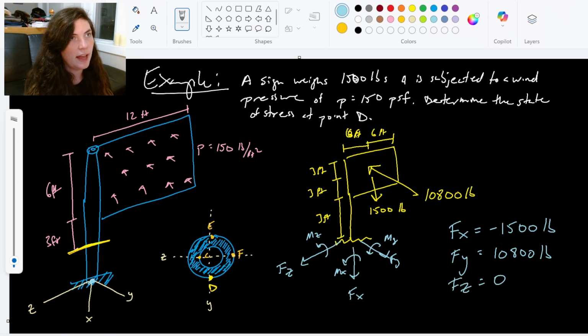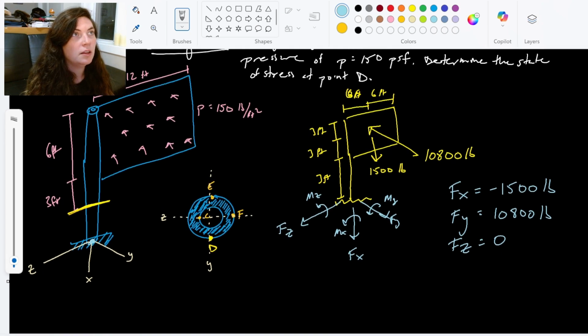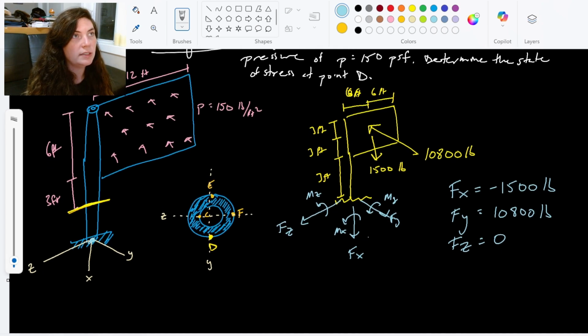And even simpler than that, no forces in the z direction. Fz is the only force in the z direction, which means it's not really there. So no Fz in our scenario. Next, we'll go ahead and do the moments.